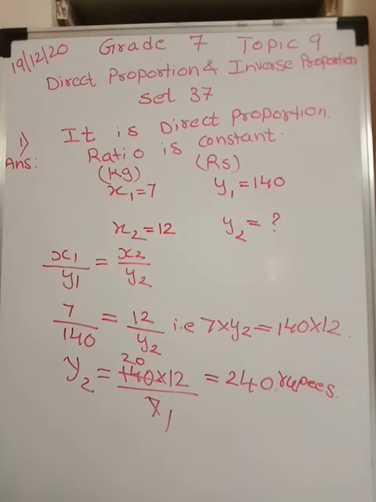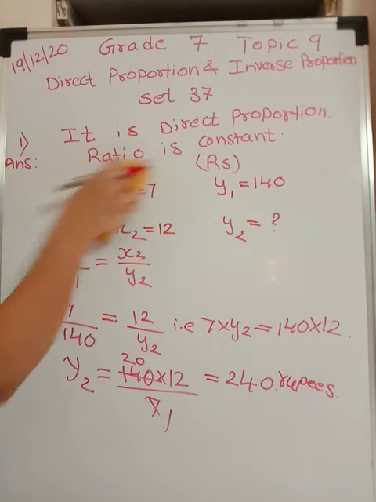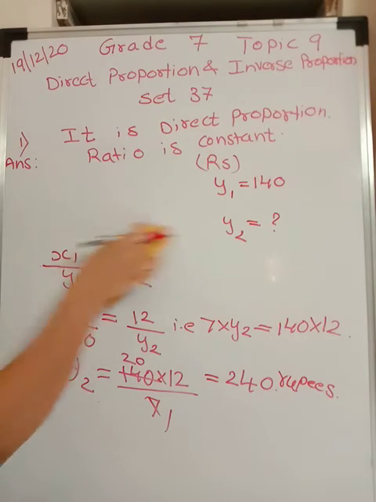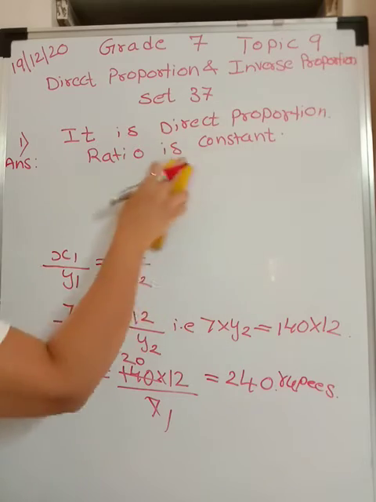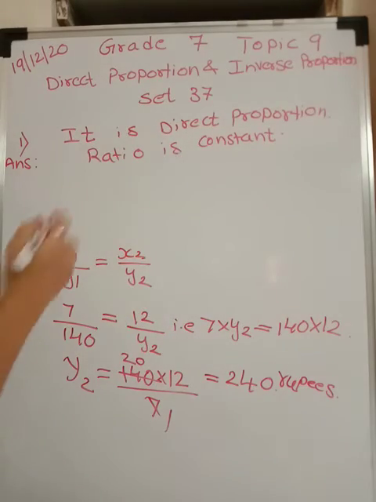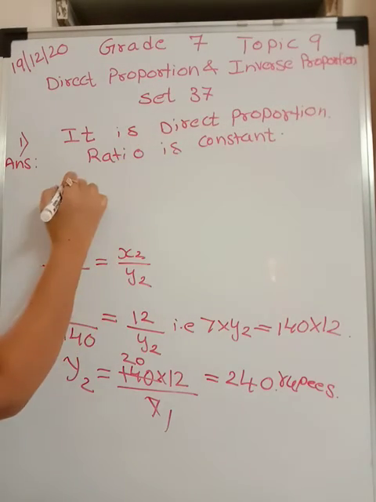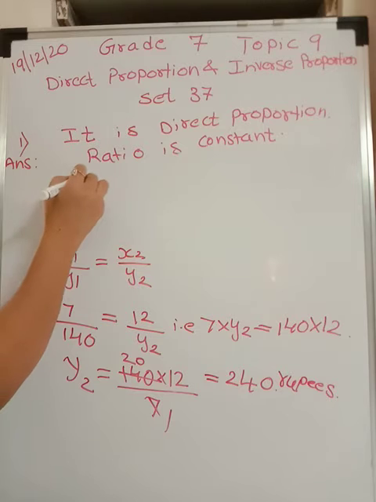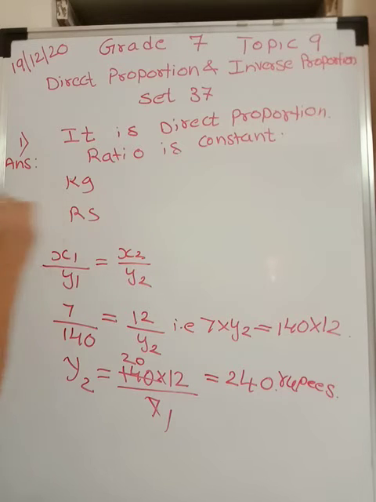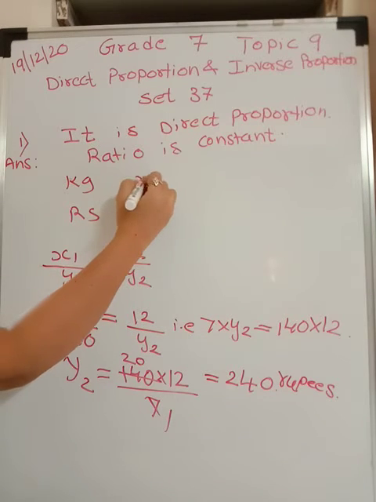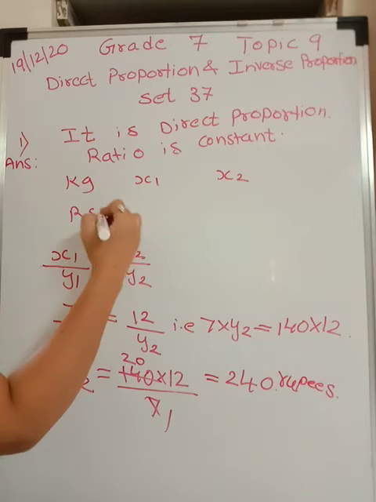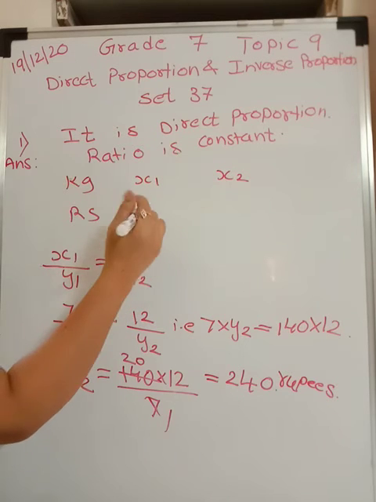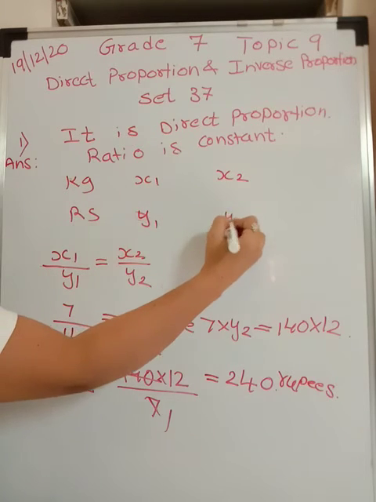See, I will tell you another method of writing this table. Or you can write this table in this way. Instead of writing rupees and kg here, you write kgs and here rupees. Like this also you can do. Kg is x1, x2. Rupees is y1, y2.